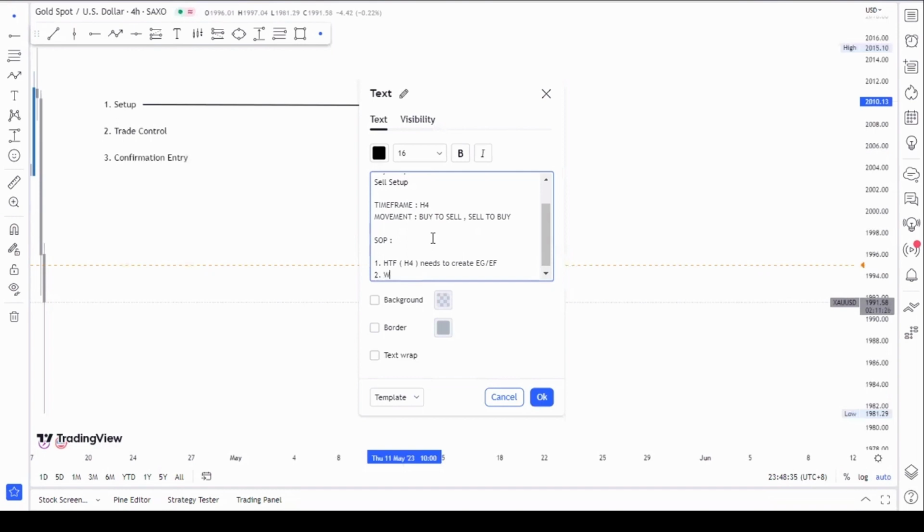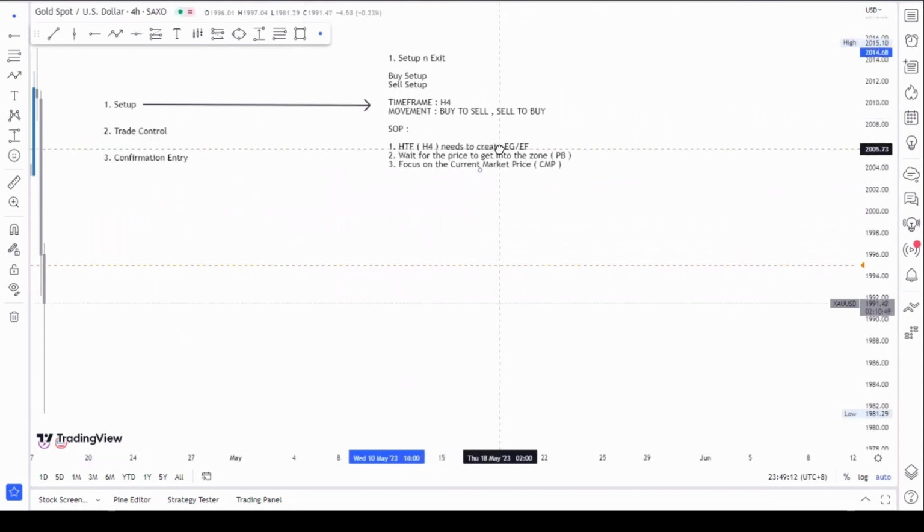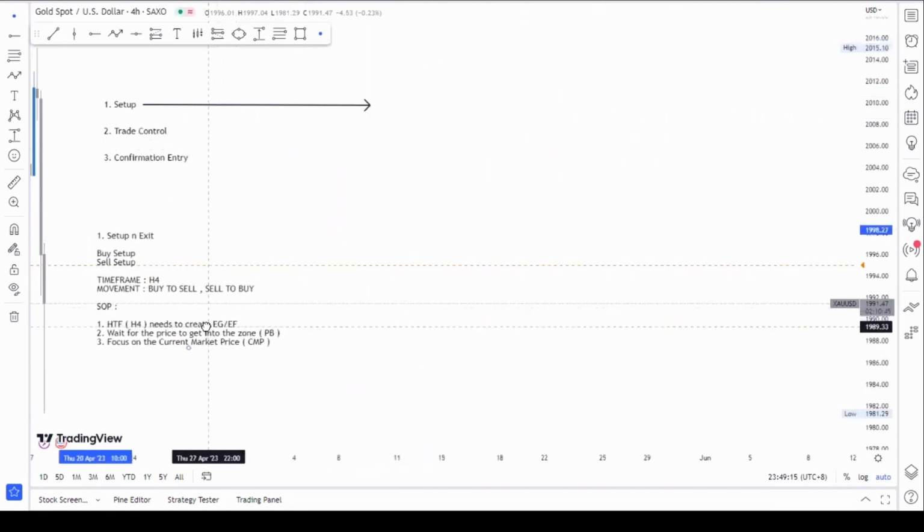Number two, we need to wait for the price to get into the zone, or we can call it pullback. And then number three, we need to focus on the current market price, which we call CMP. This is the first topic, which is setup and exit. We are going to talk about this.